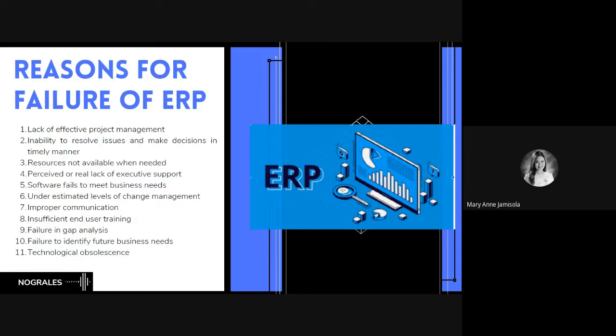So, for example, there are actually ERPs that are best used in a specific industry. The ERP that is best used for the hotel industry could not be used by you if your business is into manufacturing. Or another reason could be underestimated levels of change management, improper communication, insufficient end user training. So if the ERP is very nice, but the employees do not know how to navigate, do not know how to use it, then the implementation of the ERP will still be considered a failure. Failure in gap analysis, failure to identify future business needs, or there is technical obsolescence.